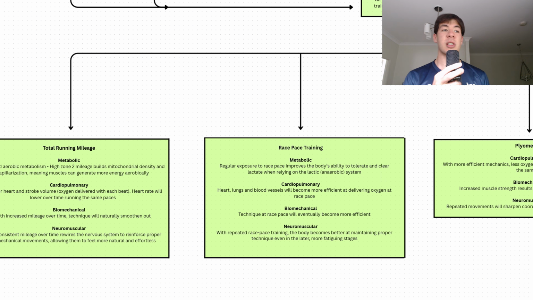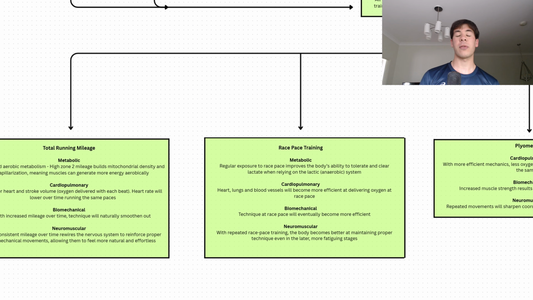So how this improves us metabolically is that regular exposure to our race pace is going to improve our body's ability to tolerate and actually clear lactate when we're relying on our anaerobic or lactic system. Because as you know, in the anaerobic system, we're not using oxygen. Instead, we're using the stored carbohydrates and fats in our muscles. And obviously, if we use those, we create lactic as a byproduct, and you're going to be better at clearing that out. Cardiopulmonary, so our heart, lungs, and blood vessels are actually going to become more efficient at delivering oxygen at our race pace. And biomechanically, our technique at race pace is eventually going to become more efficient.